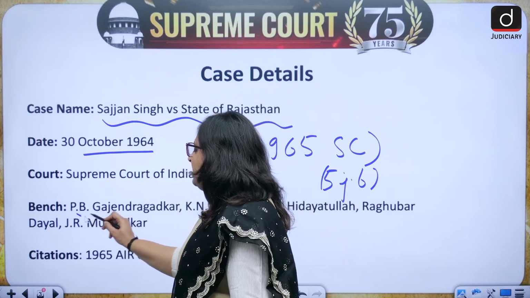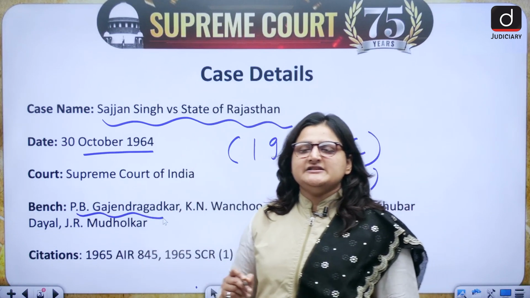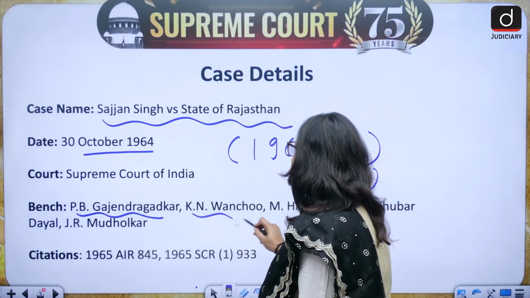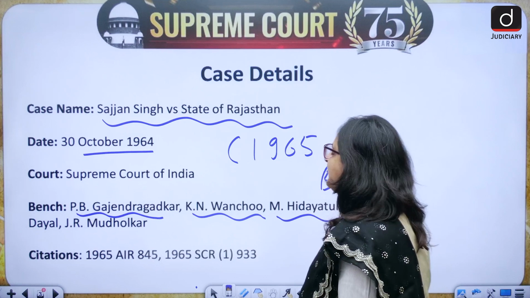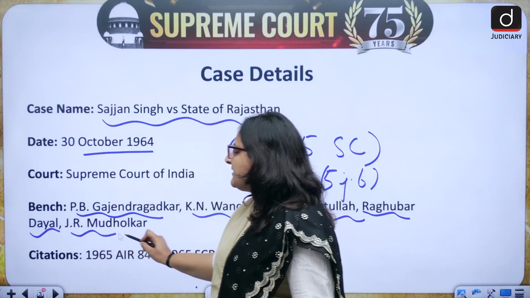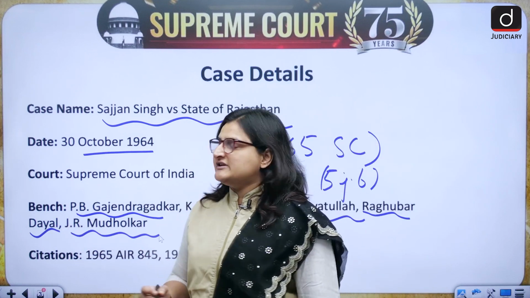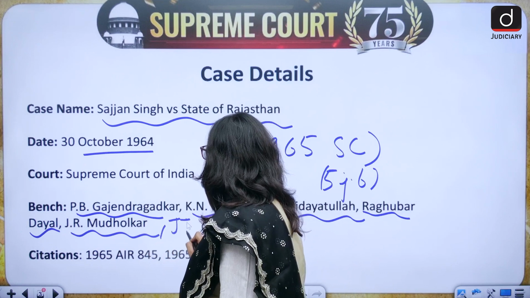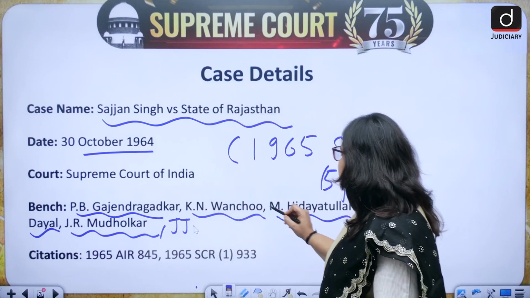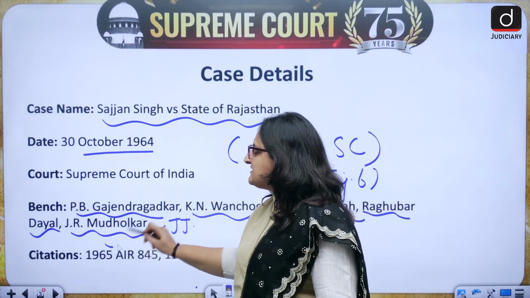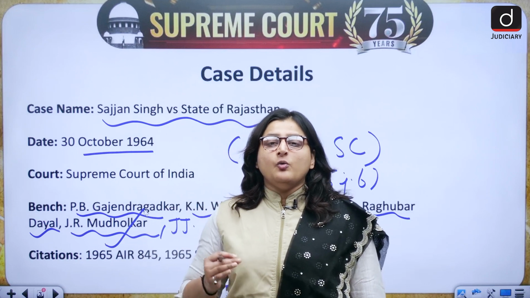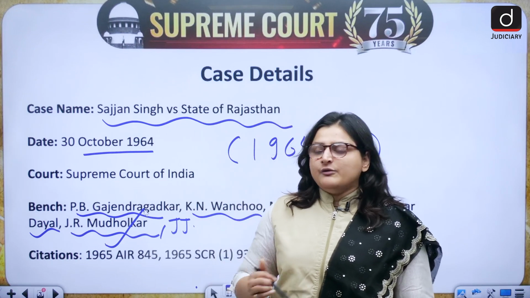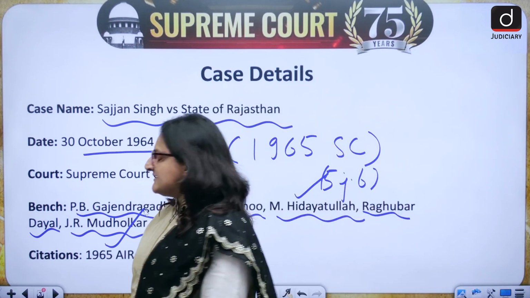So it was Justice P.B. Gajendragadkar, along with him Justice K.N. Wanchoo, Justice M. Hidayatullah, Justice Raghubar Dayal, and along with him Justice J.R. Mudholkar. And out of these judges, Justice M. Hidayatullah and Justice J.R. Mudholkar held the dissenting opinion with respect to one of the issues. I'll let you know what dissenting opinion they held in this case.